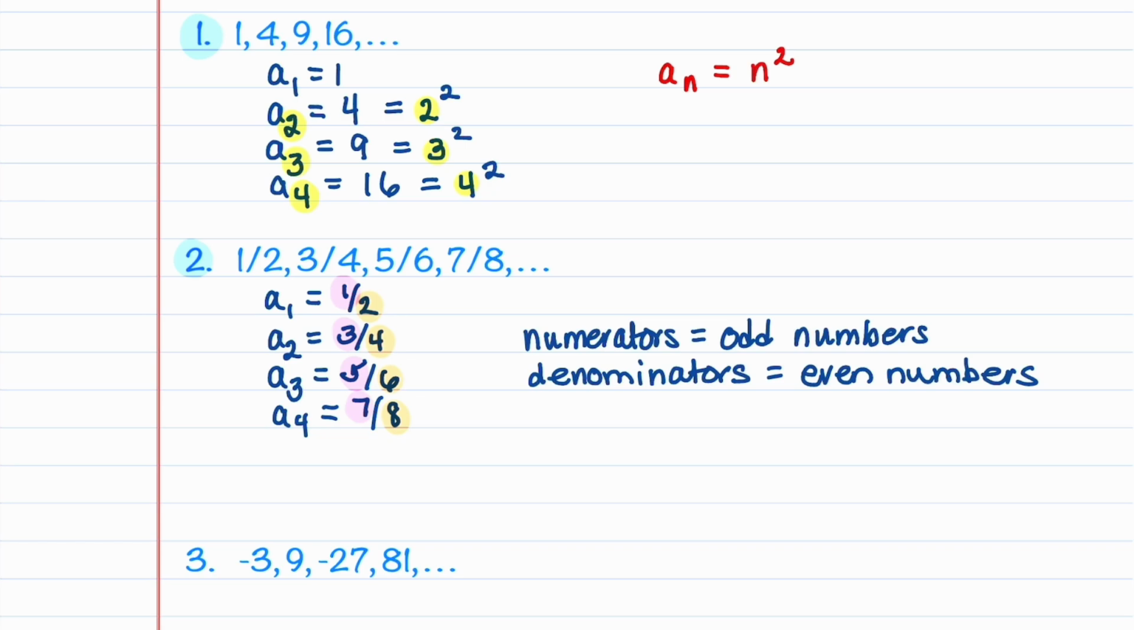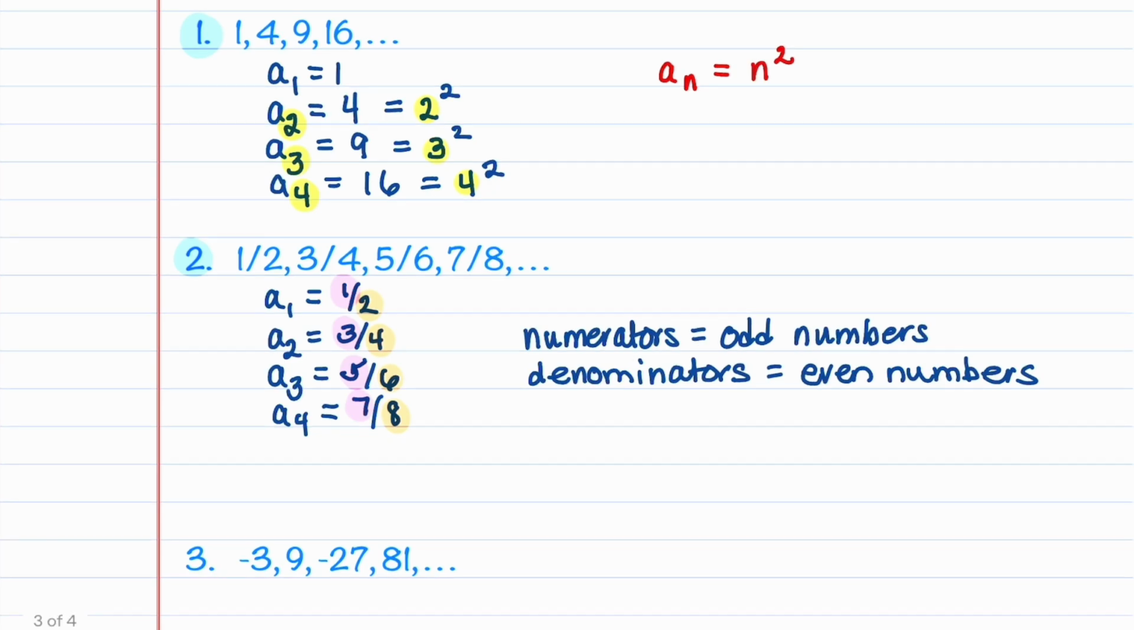We found on the previous page that even numbers can be represented by 2n and odd numbers can be represented by 2n minus 1. It may not be a bad idea to memorize that. Using this, we can then write down that a sub n is going to be our numerator, which will be 2n minus 1, divided by the denominator, which is 2n.